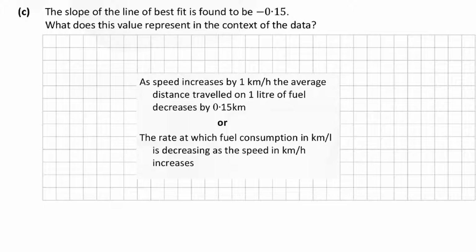What does this represent in the context of the data? I'll just put it in here to save me having to write it, as my writing can get very messy with the screen. There's two ways I suppose you can think of it. It says as the speed increases by 1 kilometer per hour, the average distance travelled on 1 litre of fuel decreases, because it's negative, by 0.15 kilometers. The other way you can look at it is the rate at which fuel consumption in kilometers per litre is decreasing as the speed in kilometers per hour increases. Either of those is the way to look at it.